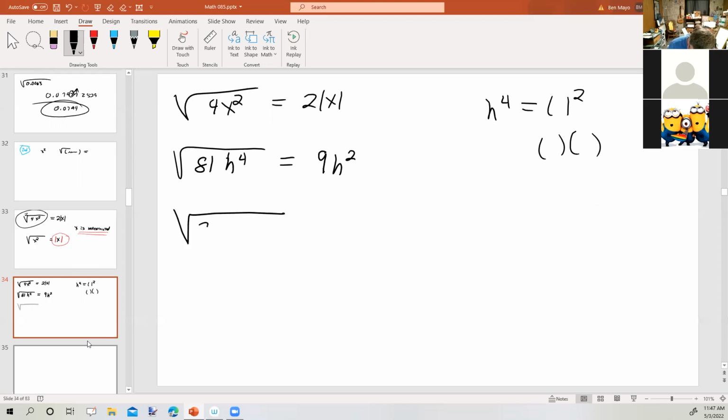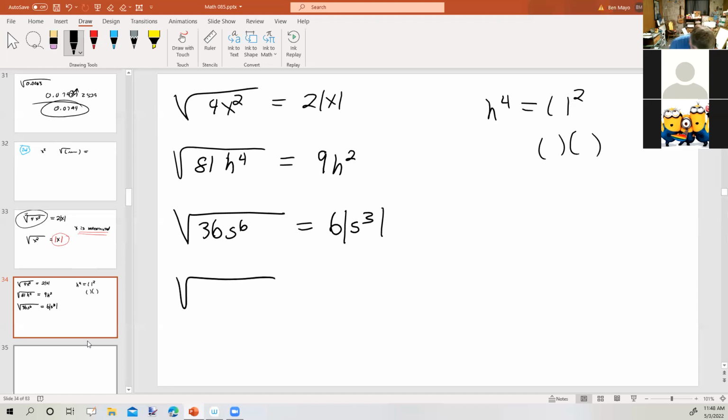How about this? The square root of 36 s to the 6th power. What's the square root of 36? 6. What's the square root of s to the 6th power? S cubed. All right. Do I need absolute value bars here if s is unrestricted? Yes, I do, because if s is negative, cubing it would still be negative, wouldn't it? Yes.